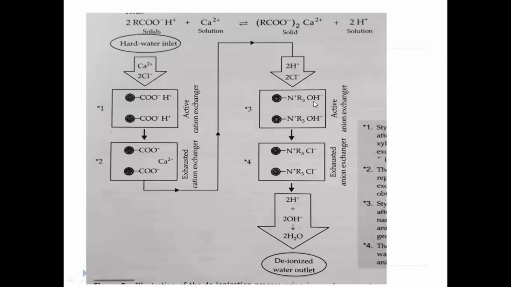In the active anion exchange resin, all the anions present in hard water are replaced with the OH minus ions present in the resin. The remaining resin is like RNR3 plus Cl minus. This one is known as the exhausted anion exchanger, and likewise the exhausted cation exchanger. What do we mean by exhausted? It is not able to exchange its cations any more, because they have already been replaced with the H plus present in hard water.